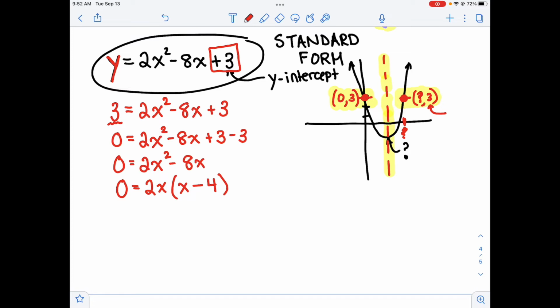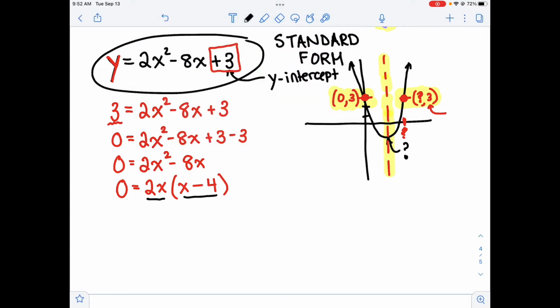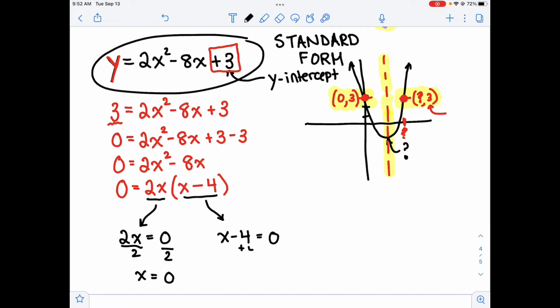And now I'm going to set each term, I'm just going to switch colors, so I'm going to set this term and this term equal to 0. So I'm just solving a quadratic equation here. So I've set them each equal to 0. For this one, I'm just going to divide both sides by 2, and now I can see that x is equal to 0. And then for this one, I'm going to add 4 to both sides. So now I can see that x is equal to 4.